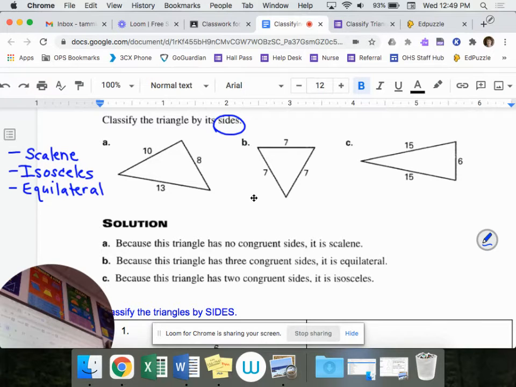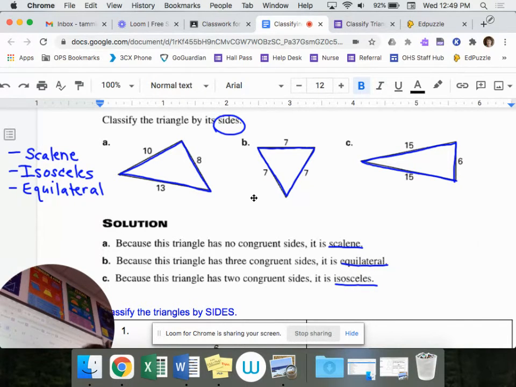So look at A here. We have this side length is 10, this one is 8, this one's 13. All 3 different numbers. Therefore, A is scalene. Now if we look at B, 7, 7, 7. All 3 are the same. Therefore, it's equilateral. Example C, we've got 15, 15, 6. 2 sides are the same. Therefore, that makes it isosceles.